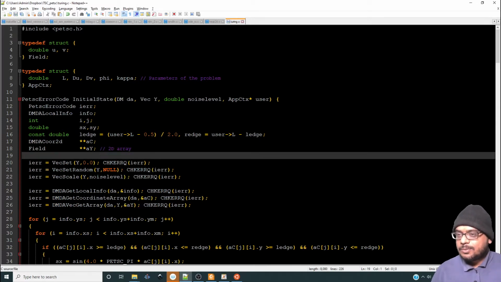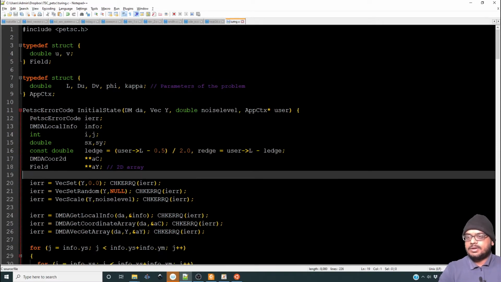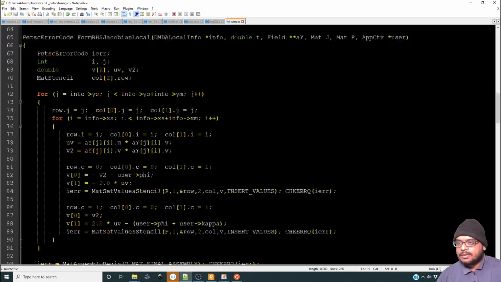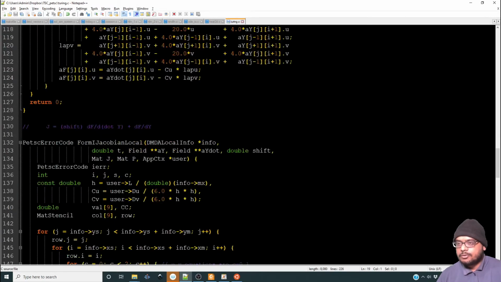Okay, so it helps in definition of the... not the definition, but it helps to sort of reference the data. Okay, so let's see what the main looks like before going into the functions.